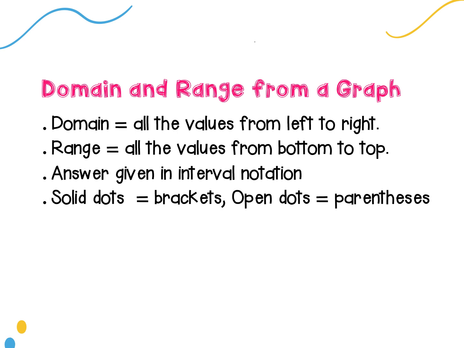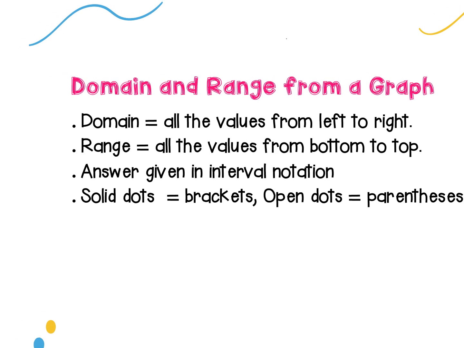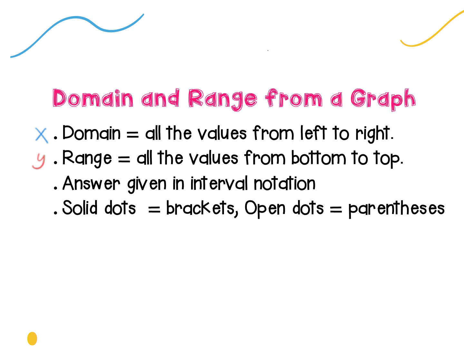So a domain is going to be all the values of our graph from left to right, and these are going to be your x values, right? Your range is going to be your values from the bottom to the top, and these are going to be your y values. The only thing that you're doing different this time around, as opposed to when you did it in Algebra 1, is you're going to write your answer in interval notation, right? And just like before, when we were working with interval notation, if you see a solid dot, you're going to use a bracket, and if you see an open dot, you're going to use parentheses.